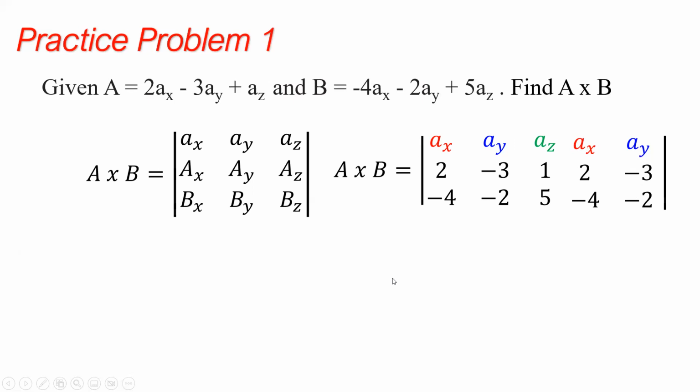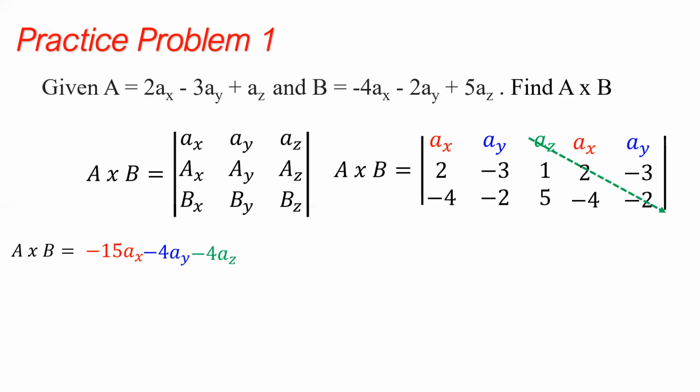Then, ang A cross B, that will be, ang imumultiply natin, yung horizontal, diagonal downward. So that is A sub X multiplied by -3 multiplied by 5. So A sub X times -3 times 5, that will give us -15 A sub X. Next, A sub Y times 1 times -4, that will be -4 A sub Y. Then next, A sub Z times 2 times -2, it will give us -4 A sub Z.